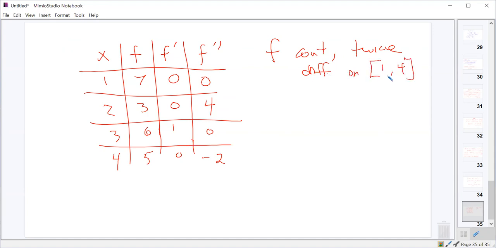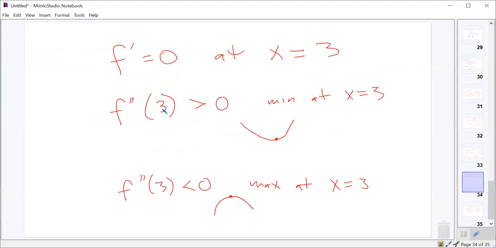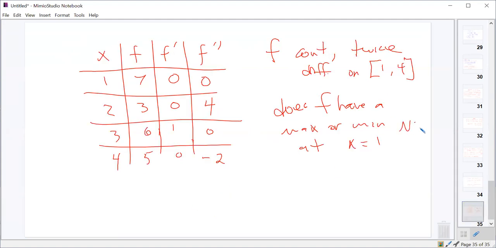And so they might say, does f have a max or min at x equals 1? Well, you immediately go look at the first derivative. It's 0. Perfect. Must be a max or min, right? Well, but how do I determine with a sign chart on this chart? I can't. So we look at the second derivative. Second derivative is also 0. Well, that didn't follow our rule that if the second derivative was positive, it's a min, or if the second derivative is negative, it's a max. So our answer here would be no. It does not have a max or a min at that point.